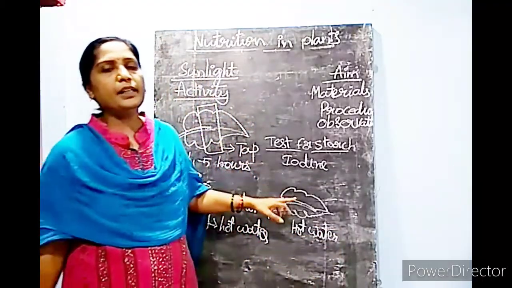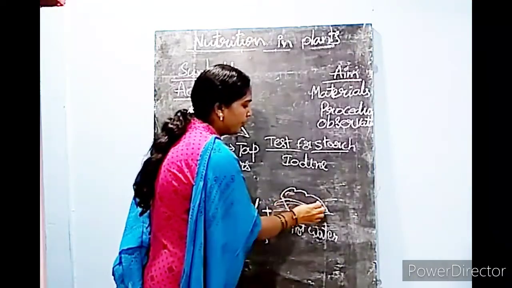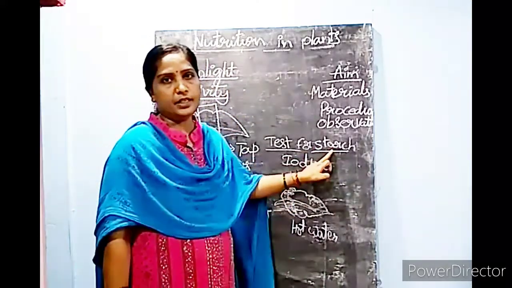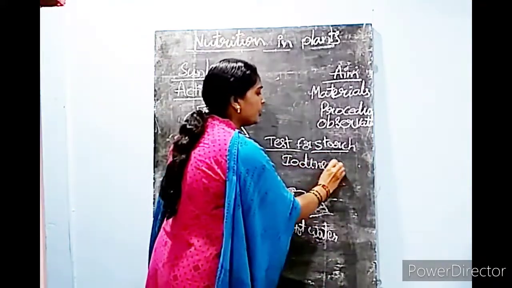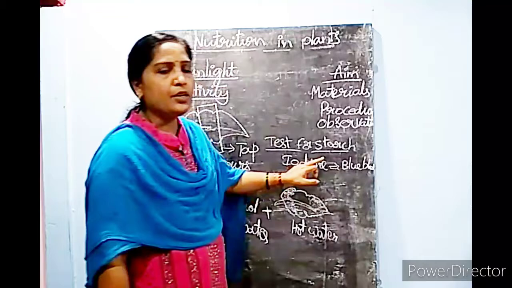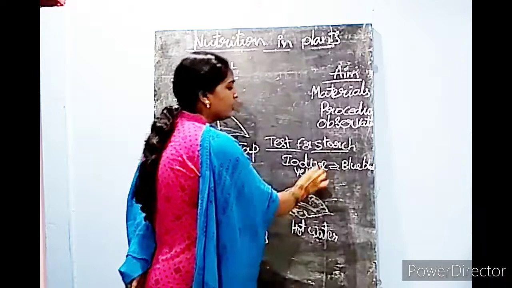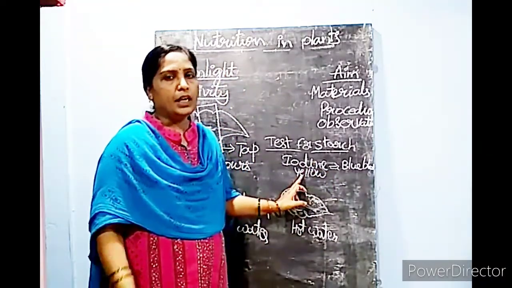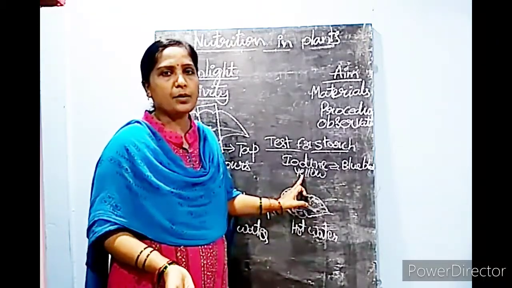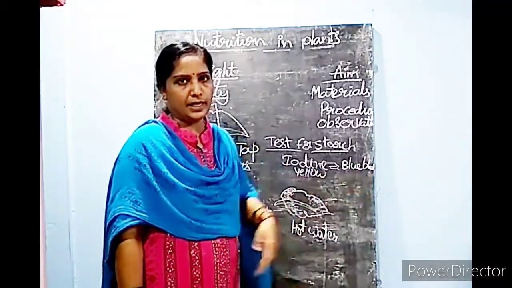5 minutes after keeping in the hot water, then you test with iodine. When you add iodine, observe clearly. If starch is present, the iodine color will change into blue-black. Actually, which color will iodine be? Yellow in color. So this yellow iodine, if the given food item has starch or any other carbohydrate form in it, the iodine color changes into blue-black.